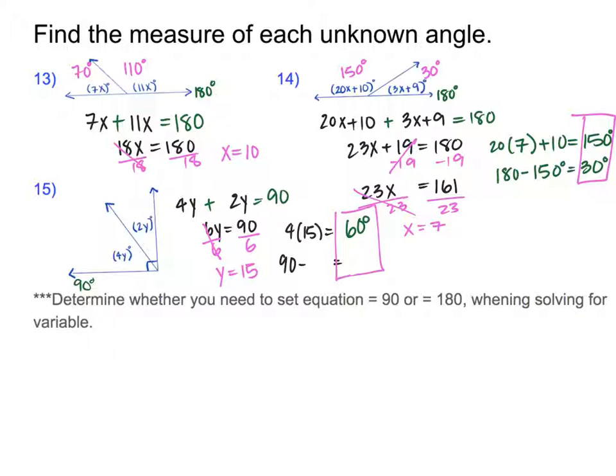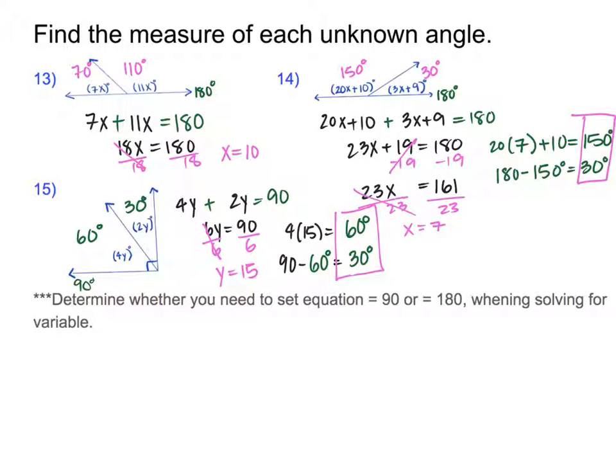And so that means that we're really doing 90 subtracted by 60, which is really 30 degrees. There we go. So this would have been 60 degrees. This one would have been 30 degrees. And there we have our two complementary angles.